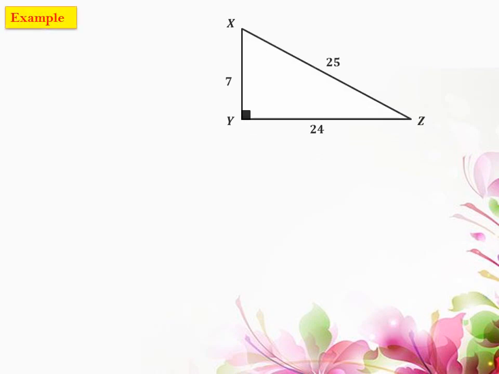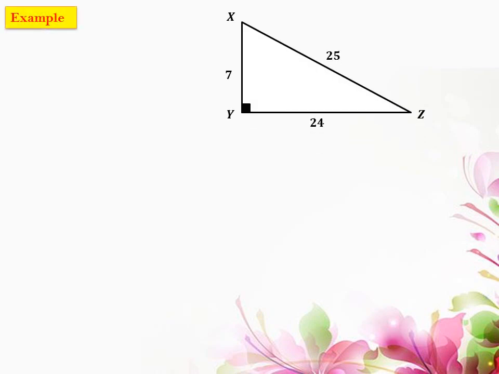Let's practice by an example. If there is triangle XYZ, XY is 7 cm, YZ is 24, and XZ is 25. XYZ is a right angle triangle at Y. Angle Y is a right angle. Now let's study the ratios of sine, cosine, and tan for this triangle.